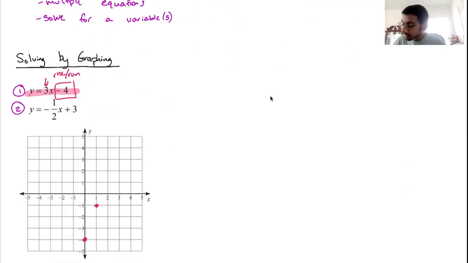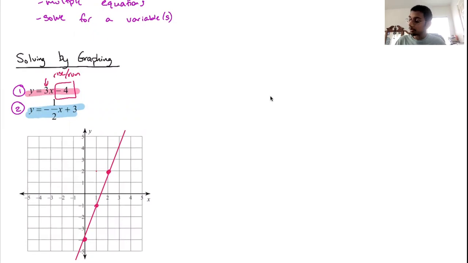Let's do another point just to be safe. We'll go up 1, 2, 3, over 1, like that. There we go. And now we're just going to take a nice line and draw it straight through. And that's pretty much how we do it. So now our next step is to do the next equation. So we graph our new equation now. So -1/2 x plus 3 is equal to y.